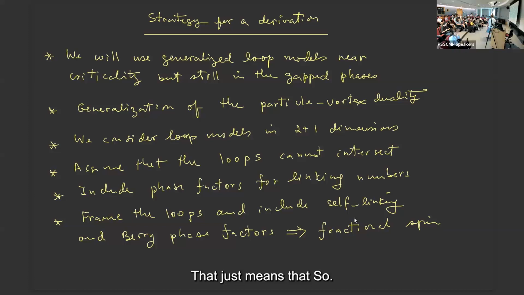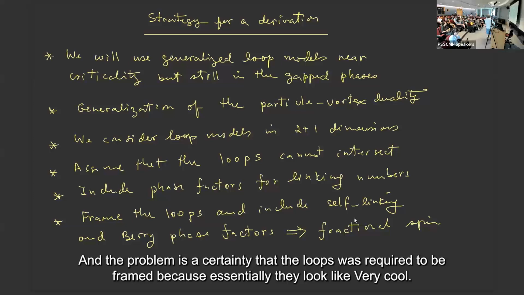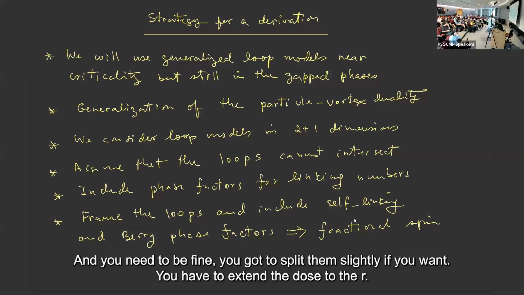And we're going to get, in the path integral, linking numbers, which are these universal factors that enter in the weight of the path integral and essentially encode the statistics. And there is a subtlety: the loops will be required to be framed, because essentially they look like particle-flux composite objects. You have to split them slightly if you want. You have to extend the loops to ribbons.